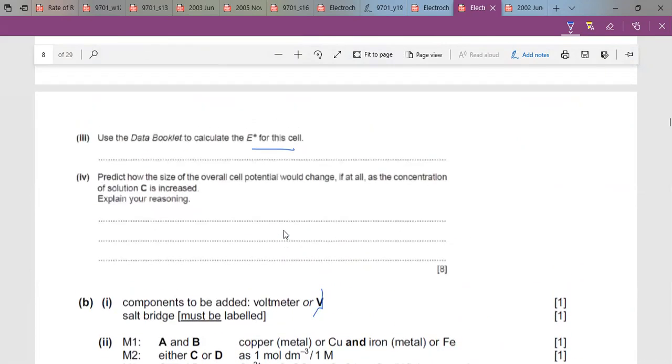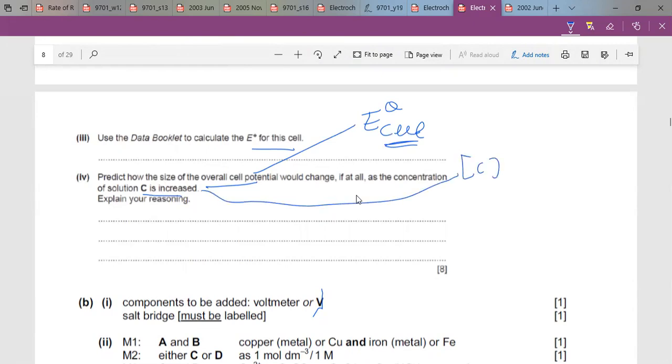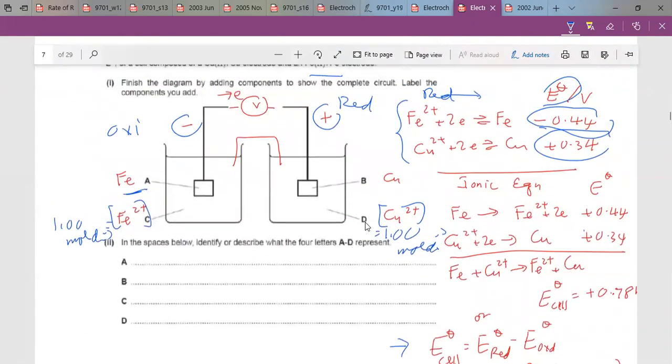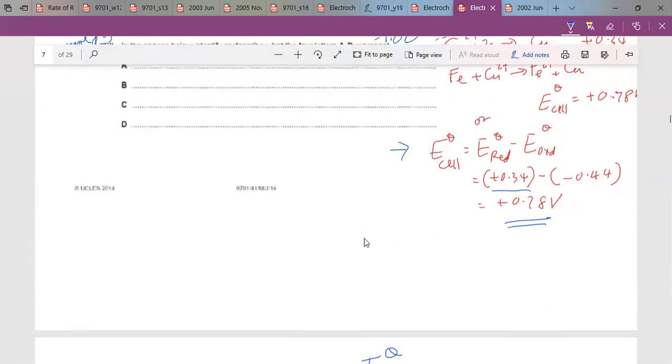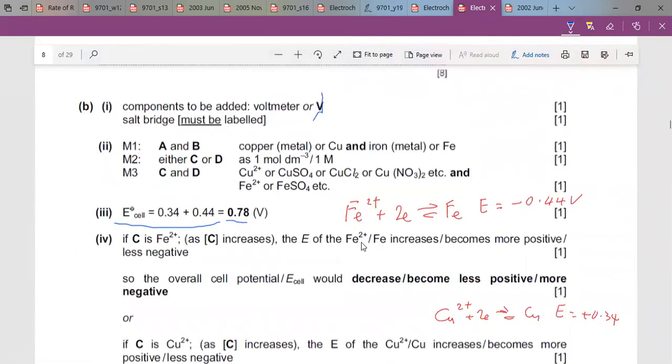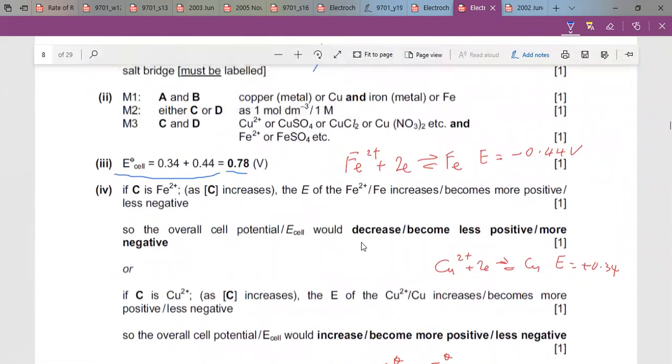Now here is the idea of how concentration will affect the E naught values. Predict how the size of the overall cell potential, which means the E cell of the whole thing, would change if at all the concentration of C is increased. It depends on what C is here. Is it copper or is it Fe2 plus? Up to you. Here we said C is Fe2 plus.